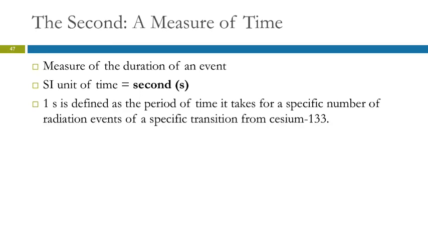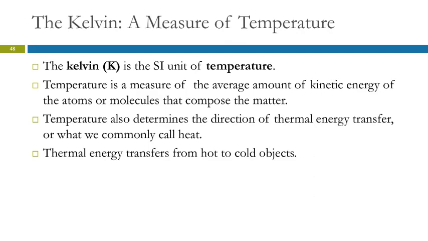Time, the duration of an event, a second, and of course that is the same as we use in everyday life. It's just got a crazy definition there. Kelvin is the unit of temperature. I mentioned this earlier. Temperature is related to thermal energy, a form of kinetic energy. So temperature measures the average kinetic energy of the particles in that sample. Temperature also determines thermal energy transfer, which direction it will go. It always goes from the warmer to the colder.